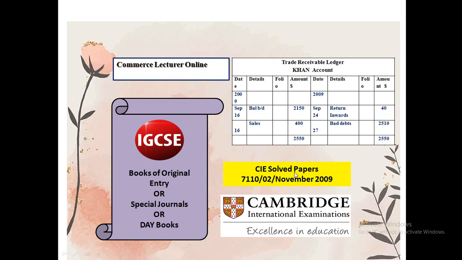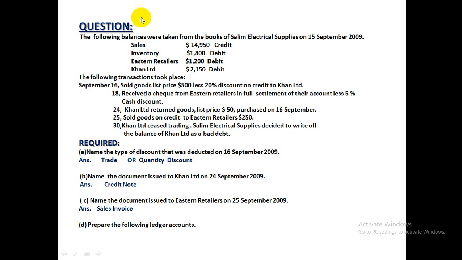IGCSE CIE solved paper code 7110, November 2009. Books of original entry topic, or special journals or day books. These types of ledgers are given in which we have to give our calculations. Let's look at the question.